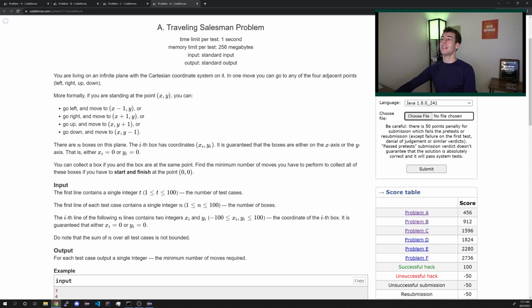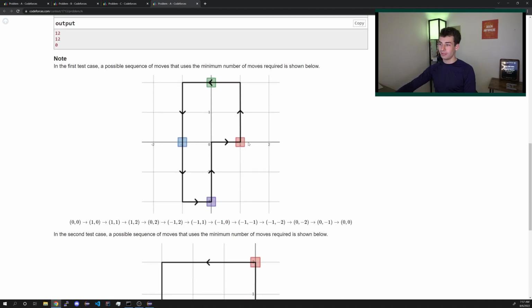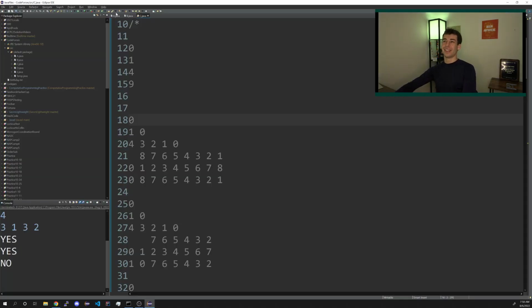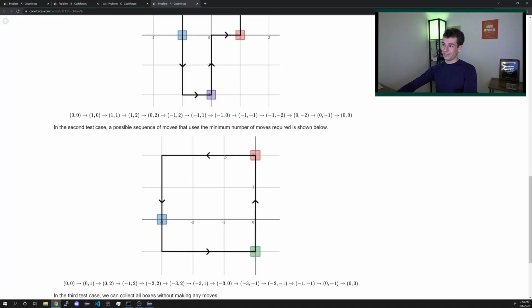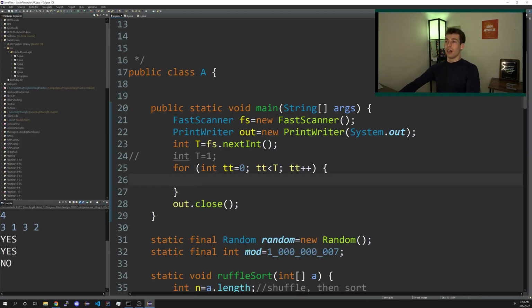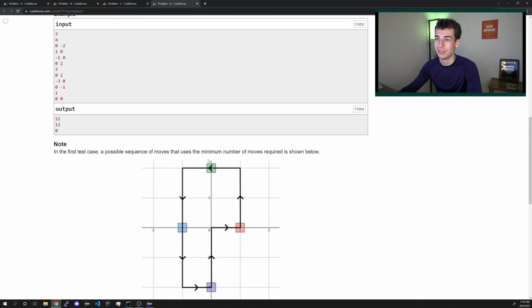Oh, they're all on the axes. Dang it. Okay, alright. I see. They're all on coordinate axes? Yeah, this is important. Okay. Alright. Well, that goes from very difficult to not that hard, but doable. Okay.